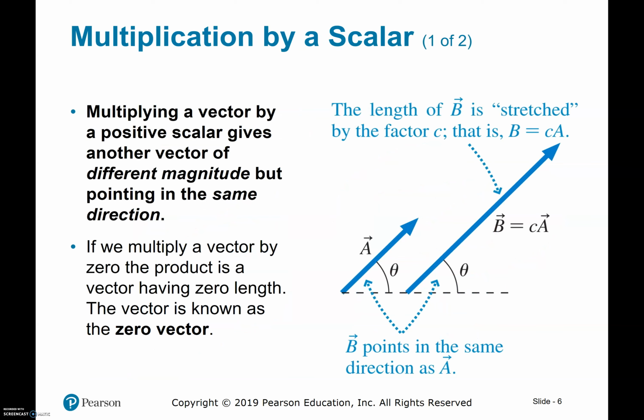So, multiplication by a scalar. When we have vectors, we can change the length of the vector. How do we do that? Well, we multiply by a scalar. For instance, if we want to double the length of a, we just multiply it by 2, and then you get a vector that is twice as long. So if we multiply by 0, we get a vector that is called the zero vector.